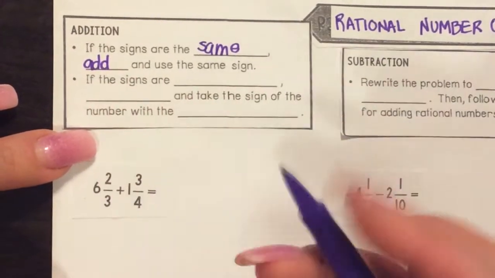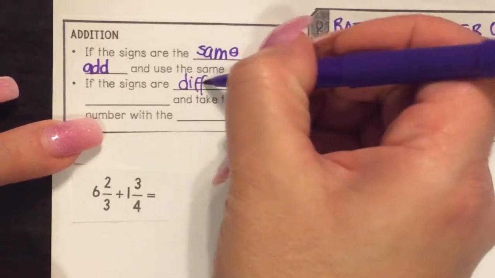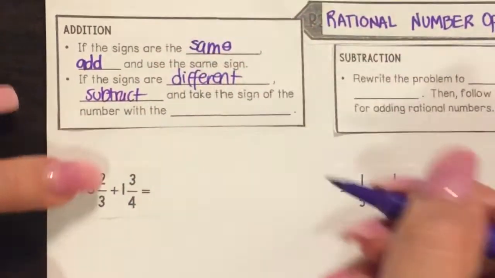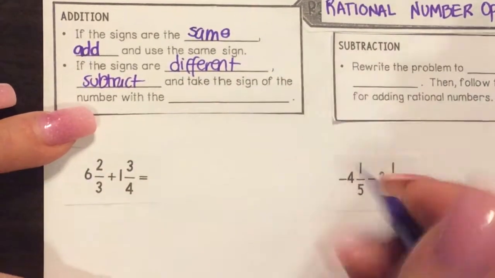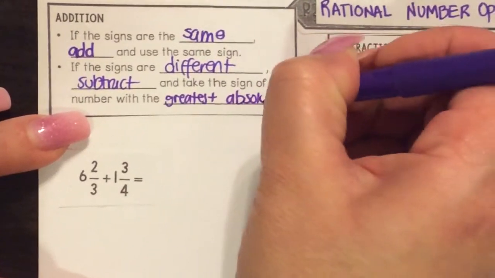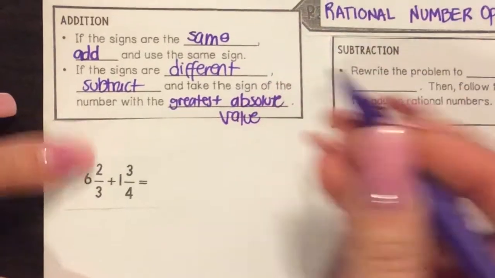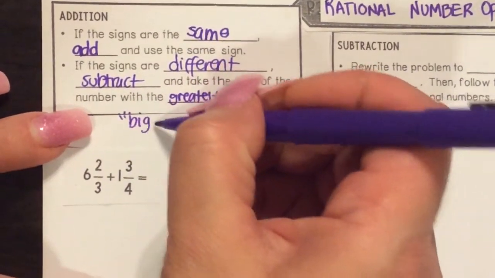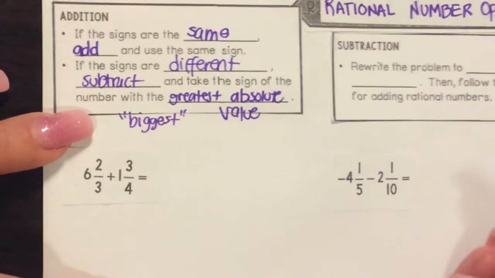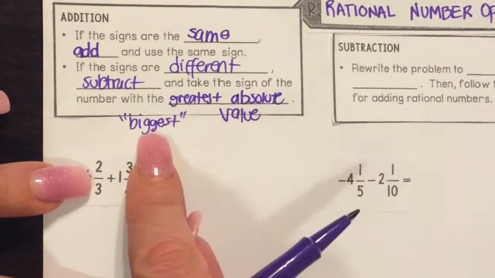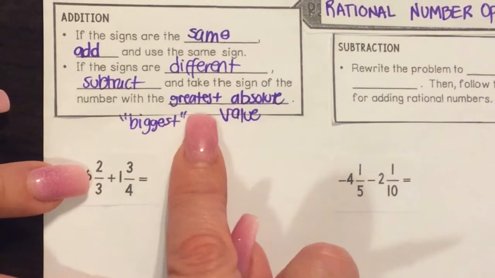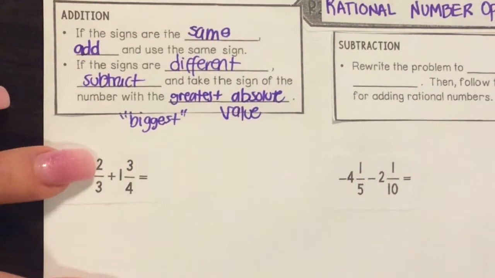But in case the signs of the two numbers are different, we subtract and keep the sign of the number with the greatest absolute value. We can call it the "biggest" with quotation marks, just because we know that negative 10 will never be bigger than 2, but is the biggest in distance from 0. So we're going to keep the sign of the biggest number away from 0.